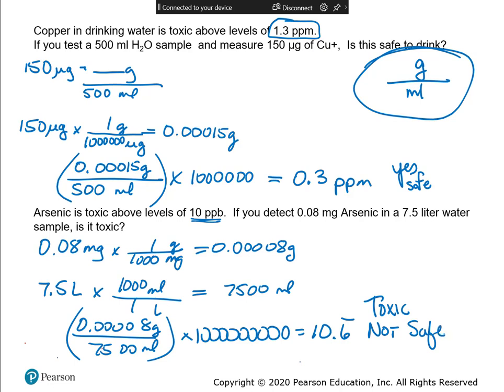And the reason is because this is greater than 10 parts per billion. That's our limit. So you'll always have that in the problem. So that's kind of like your reference value. Solve to figure out what it is, and that way you know. So same again, there's a parts per billion question. Okay? So that's the third.